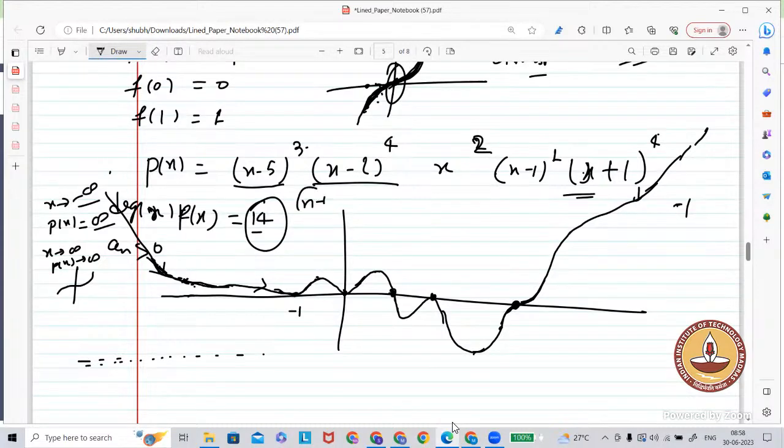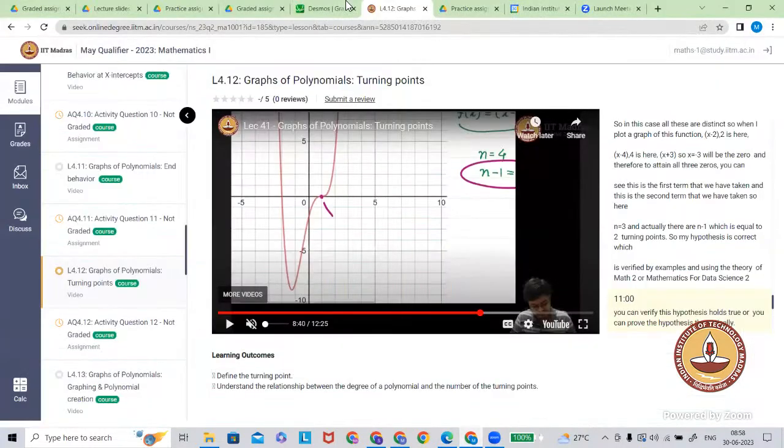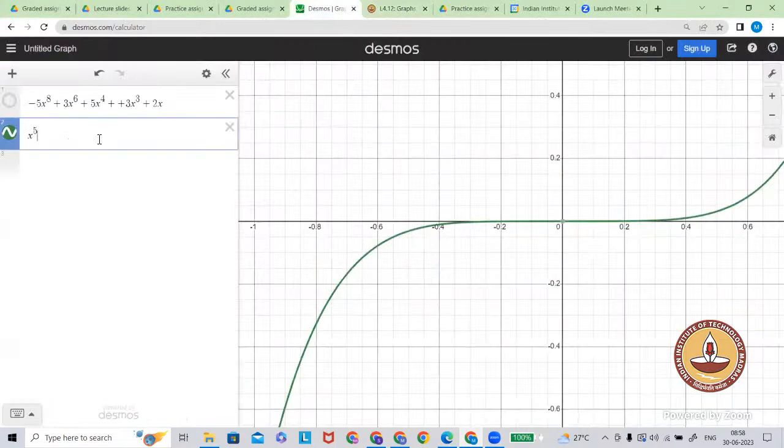So it may have how many turning points? It may have less than or equal to 14. Sorry, less than 13. So this is one turning point, 2, 3, 4, 5, 6. Only 6 turning points there. So let's check first whether our graph is correct or not. So can we not say that at -1 it is a turning point?